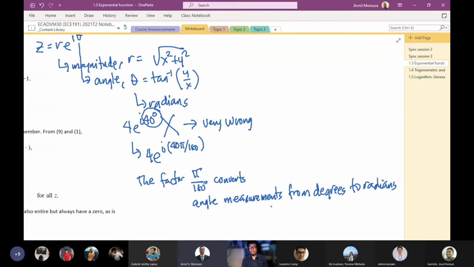Alam niyo naman that one of the fears of an engineering student is after nila mag-exam, marirealize nila na yung calculator nila ay naka-degrees, pero ang kailangan nila naka-radian siya. So, lagi niyong i-check, always check kung anong angular measurement ang ginagamit ninyo. Is that clear?